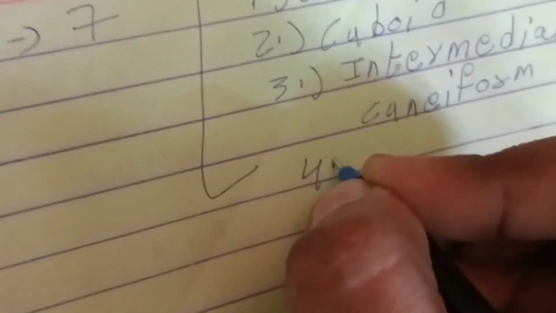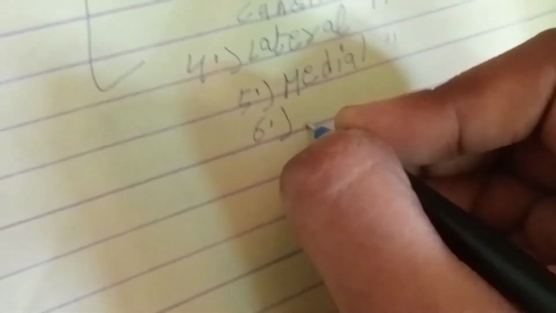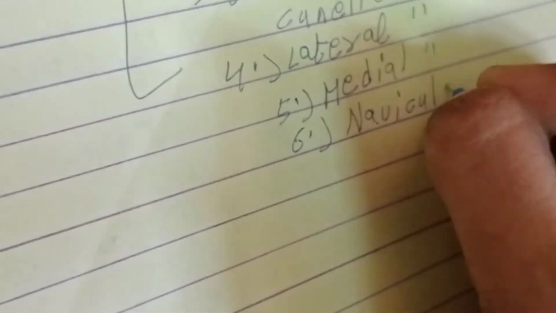And coming to the fourth one, lateral cuneiform, and the fifth one is medial cuneiform. So intermediate, lateral and medial types of cuneiforms. The sixth is navicular, and seventh is talus. These are the 7 bones present in the tarsus.